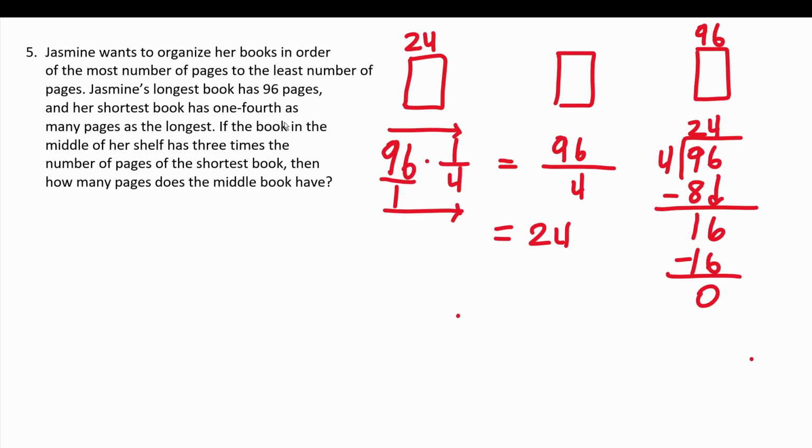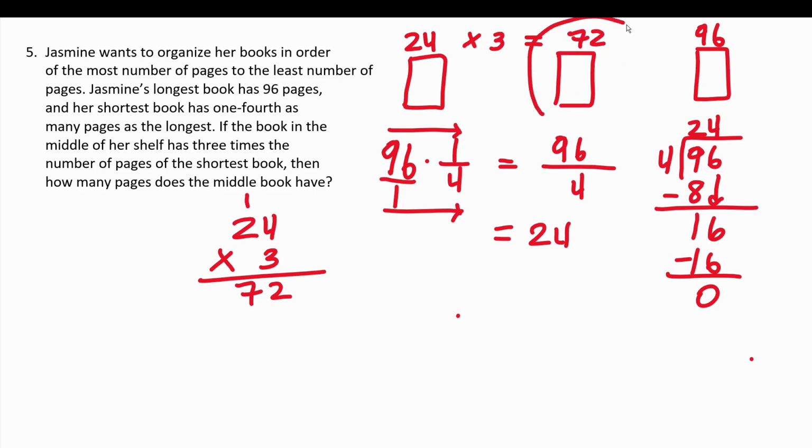Now we're told that the book in the middle of the shelf has 3 times the number of pages as the shortest book. So to go from the shortest book to the middle book, we're just going to take 24 and multiply it by 3. And in case you can't do that in your head, we'll do it off to the side like this. 4 times 3 is 12, so drop down a 2 and carry a 1. 2 times 3 is 6, plus 1 is 7. So this middle book has 72 pages. Okay? So a few steps involved in this one, but as you saw, it was nothing too difficult.